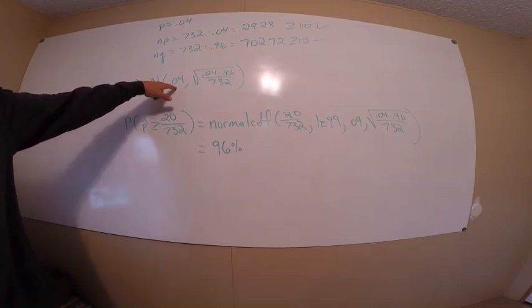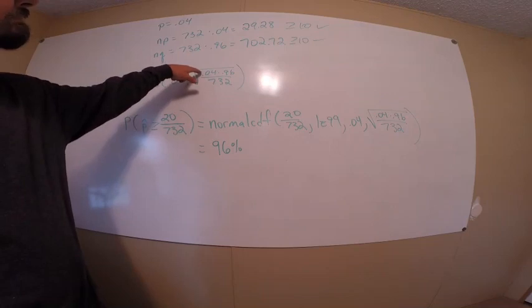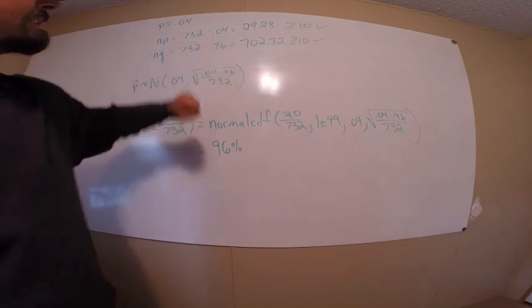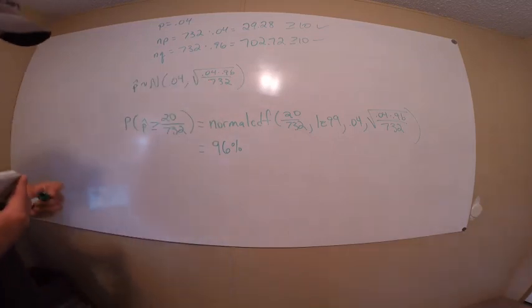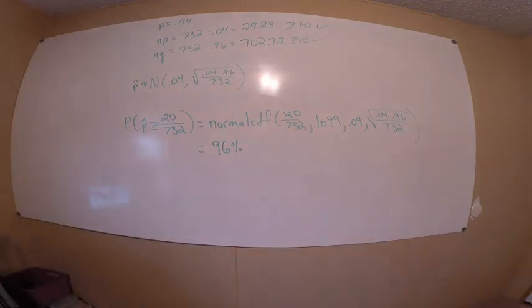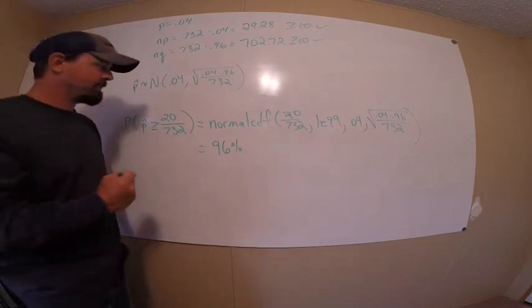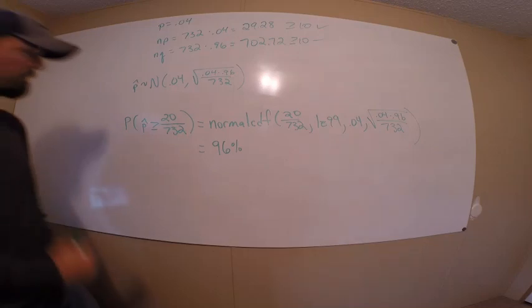Mean of 0.04. Standard deviation is the square root of my p, which is 0.04, times my q, which is 0.96, all divided by 732. Remember, you get your q by 1 minus p. Now let's go ahead and solve the problem since we've got it up. So, this one's a little tricky because it doesn't give you the percent straight out. You have to find it on your own.